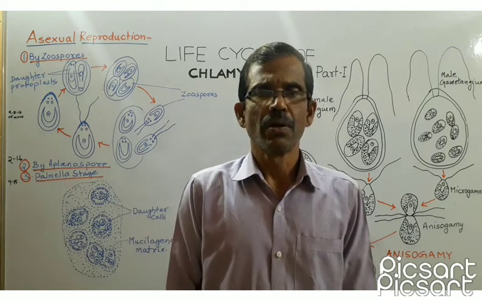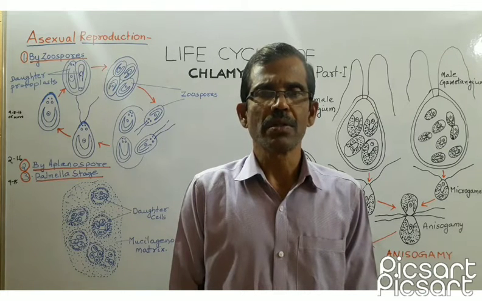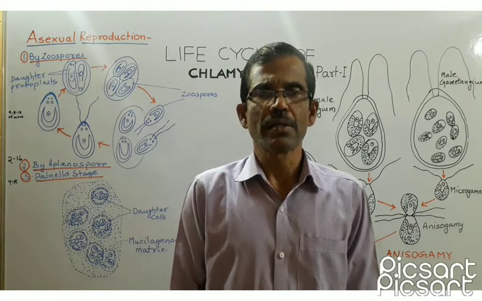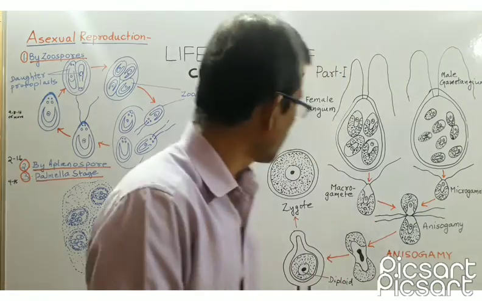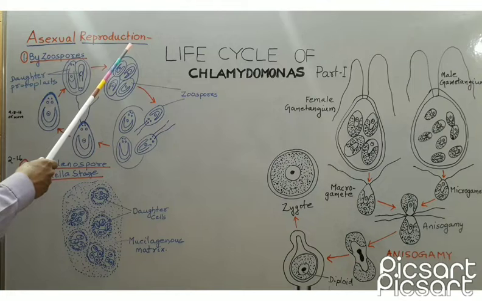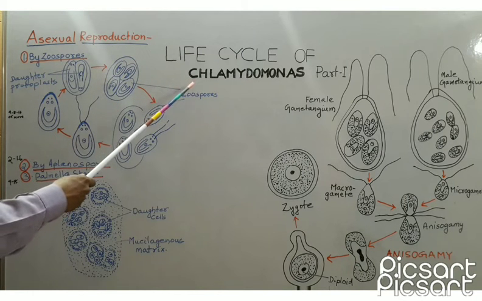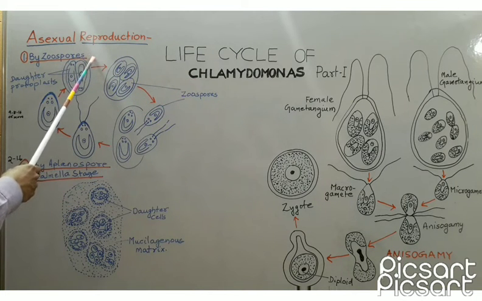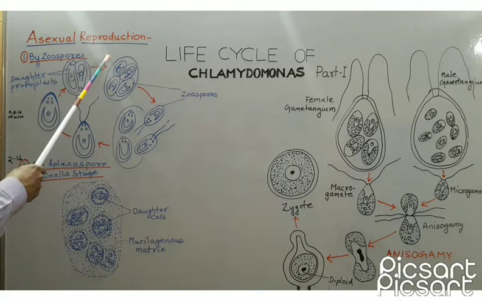So first of all, let us discuss the process of asexual reproduction in Chlamydomonas. In Chlamydomonas, asexual reproduction occurs by the formation of zoospore, aplanospore, hypnospore and palmella stage. First is zoospore formation. Asexual reproduction by zoospore formation is the common method of asexual reproduction in Chlamydomonas. Zoospore formation occurs when the condition is favorable.